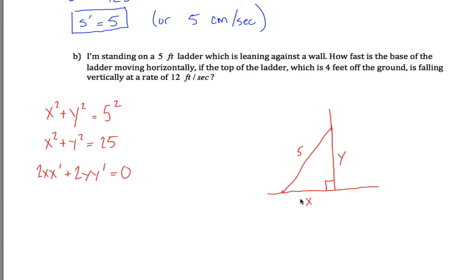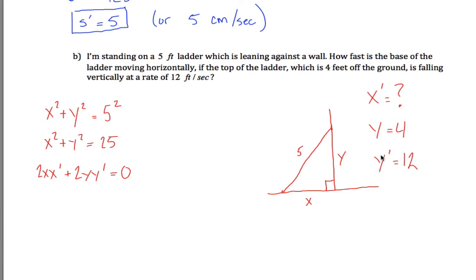Okay, so what do I know? X, which is what I'm calling the horizontal distance, y is the vertical distance. It says, how fast is the base of the ladder moving horizontally? Sounds like x prime is what they're asking me for. If the top of the ladder, which is 4 feet off the ground, sounds like they're telling me y is equal to 4, is falling vertically at a rate of 12 feet per second.